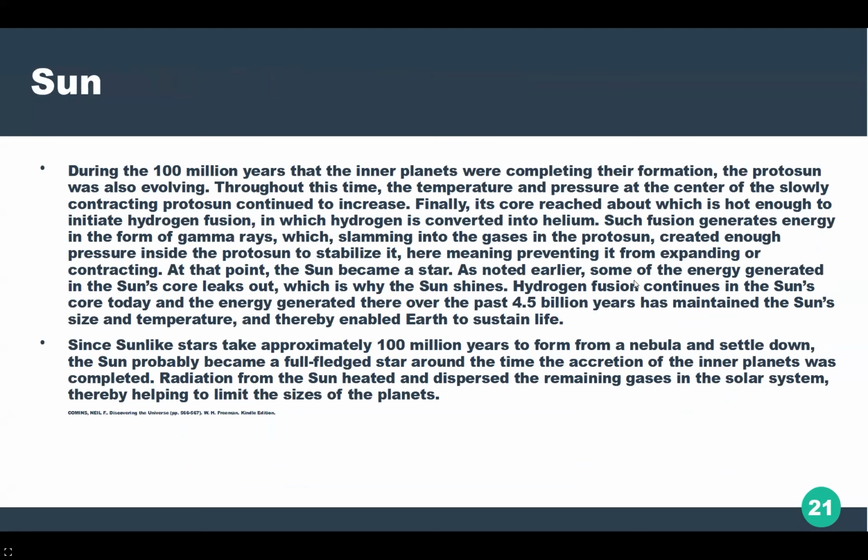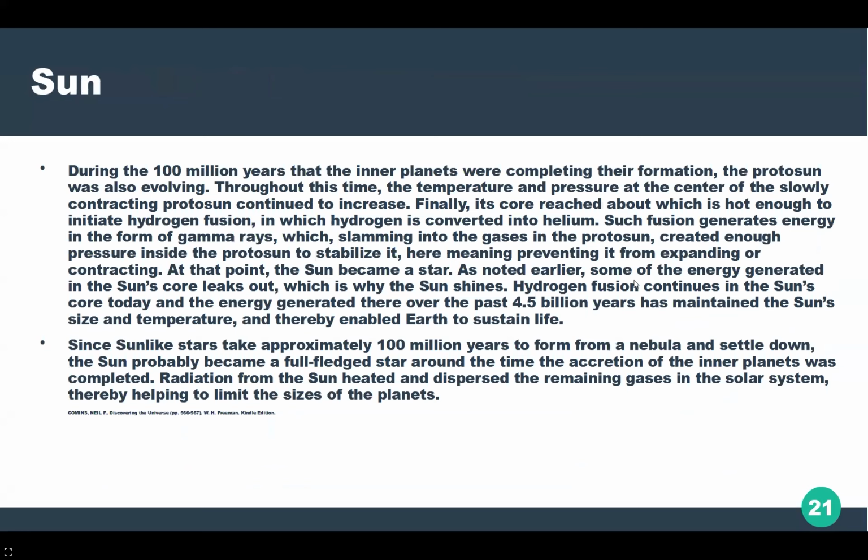As noted earlier, some of the energy generated in the sun's core leaked out, which is why the sun shines. Hydrogen fusion continues in the sun's core today, and the energy generated there over the past 4.5 billion years has maintained the sun's size and temperature, and therefore enabled Earth to sustain life. Since sun-like stars take approximately 100 million years to form from a nebula and settle down, the sun probably became a full-fledged star around the time the accretion of the inner planets was completed.